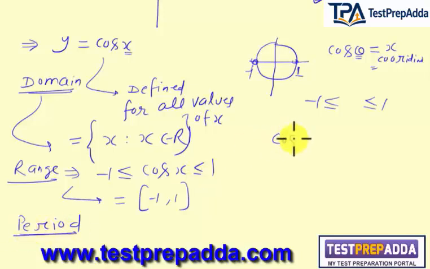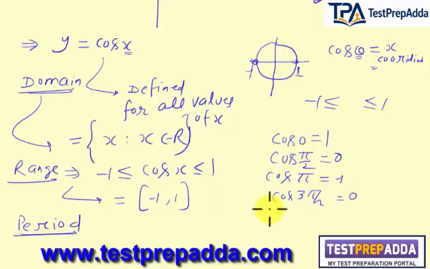Here also, if you check, cos 0 is 1. Then cos pi by 2 is 0. Then cos pi is -1. Then cos 3 pi by 2 is 0. Then cos 2 pi is 1. You can see now it's repeating. After what interval? 2 pi.